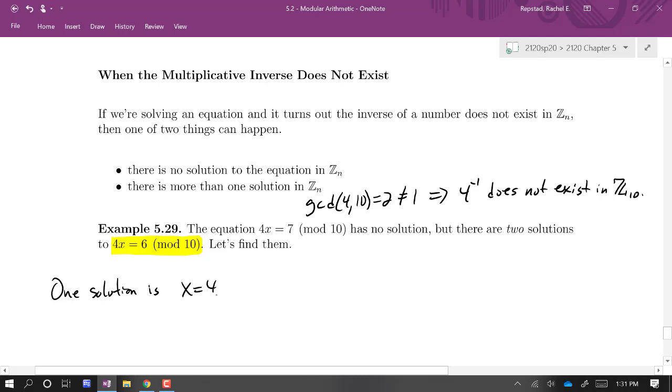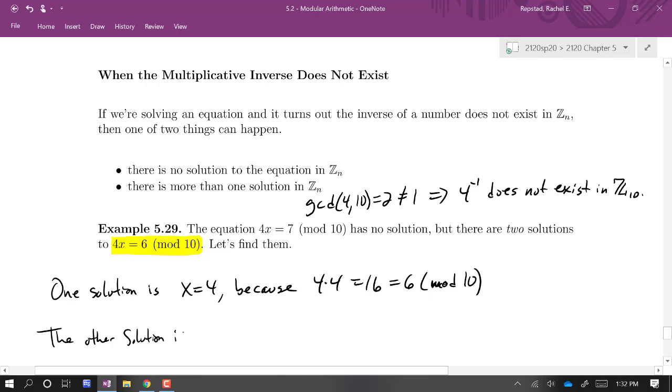is x equals 4, because, let's see what happens when we plug it in. 4 times 4 is 16, and that is 6 mod 10. The other solution is x equals 9, because 4 times 9 is 36, and that is also 6 more than a multiple of 10, so that's 6 mod 10.